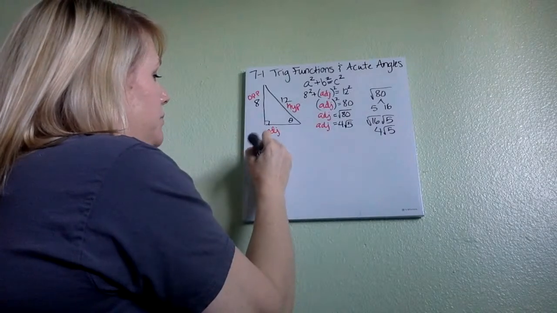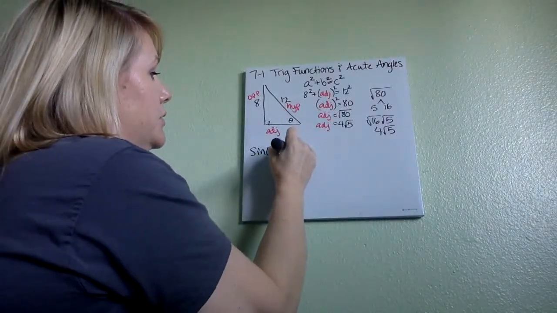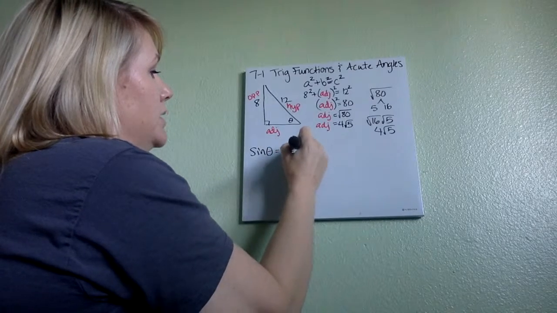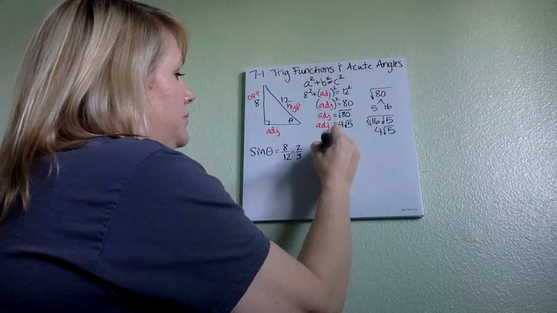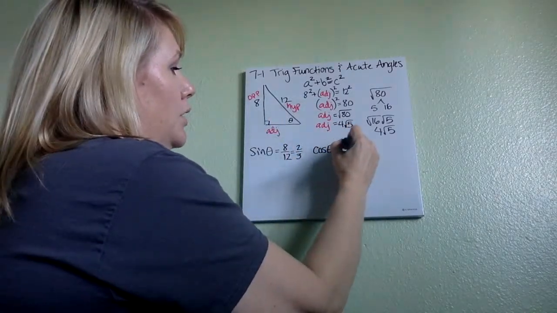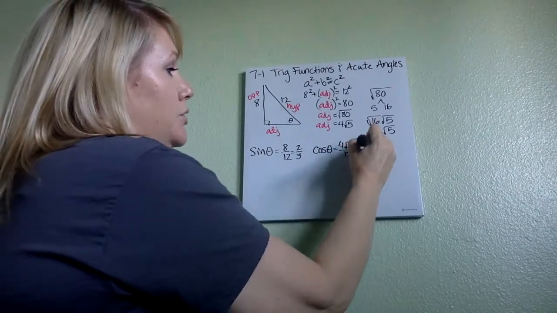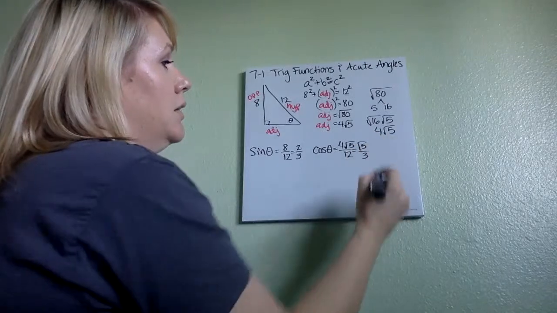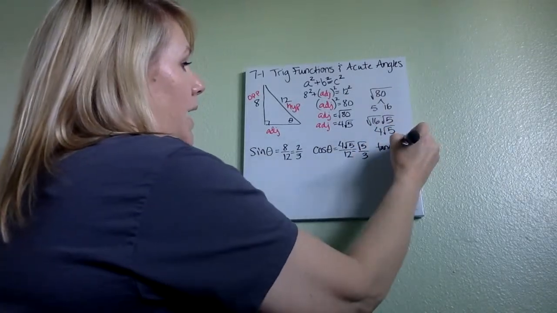Okay, so the sine is opposite, which is 8 over hypotenuse, which is 12. Go ahead and simplify that to 2/3. It's always a good idea. Cosine, adjacent over hypotenuse, so 4 square root of 5 over 12. I'm going to go ahead and simplify that: 2 square root of 5 over 3. And then tangent is opposite, so 8.